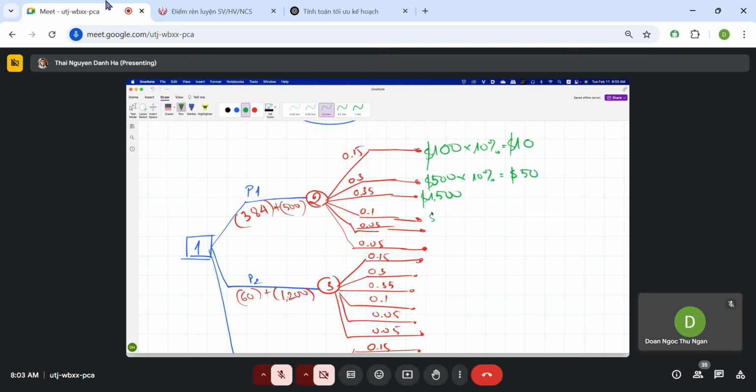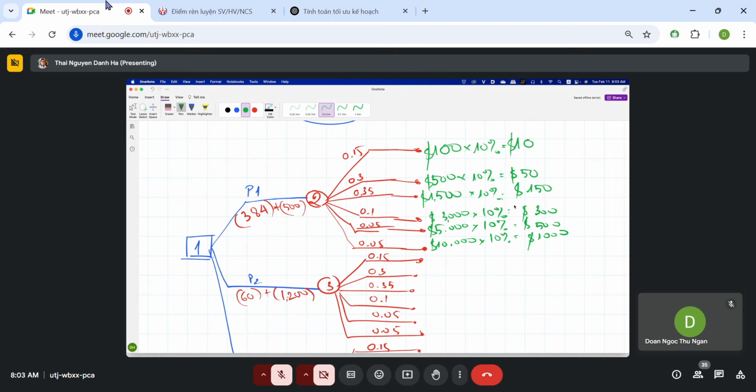And the next ones are 1,500 and 3,000 and 5,000. The final one is 10,000, also multiplied by 10%.